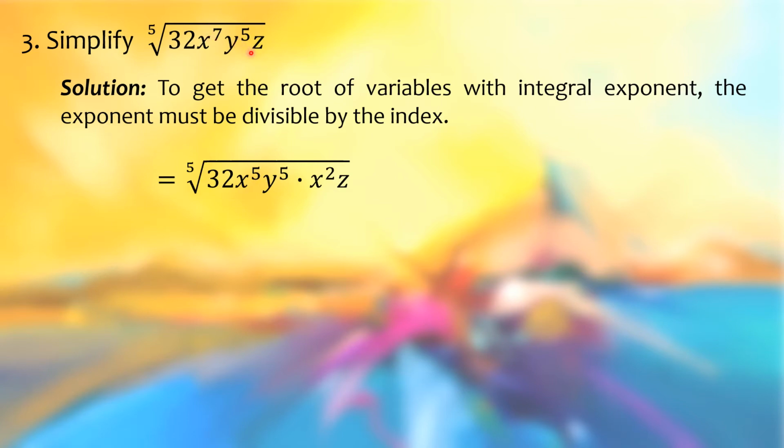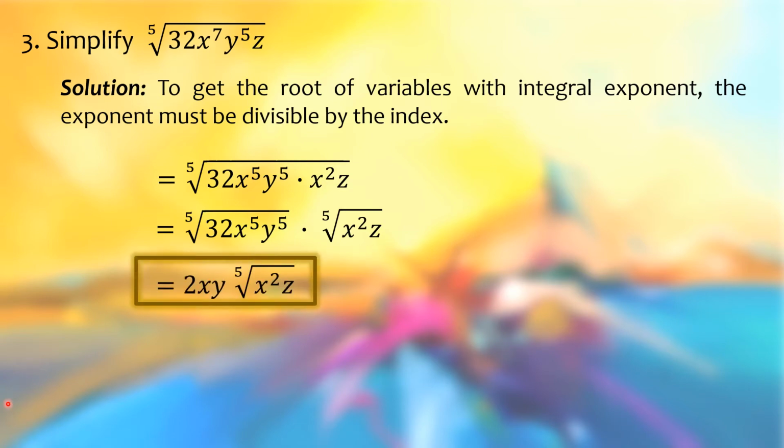And then, yung y, kung mapapansin nyo, divisible na yung 5 sa 5. So, nilagay natin ang y to the 5th. And then, yung z naman, since 1 lang yung exponent niya, hindi siya divisible sa 5, so isinama natin siya dun sa pangalawang factor. Okay, so pwede nating i-separate, katulad niyan. So, kailangan na nating hanapin ang fifth root ng 32x to the 5th, y to the 5th, and then, titingnan din natin kung ito bang pangalawang factor ay may fifth root. So, the final answer is 2xy times fifth root of x squared z.